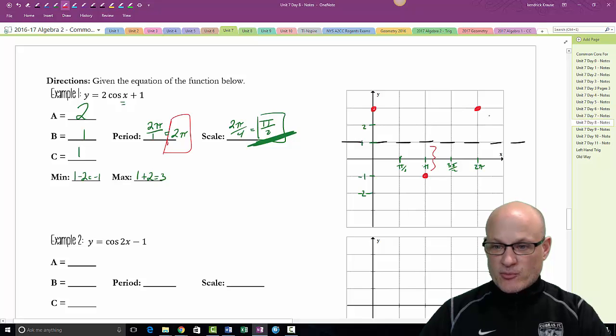This distance has to be the same as this distance. So make sure that's true. Okay? Because that's your amplitude. And then in between those two are going to be zeros.